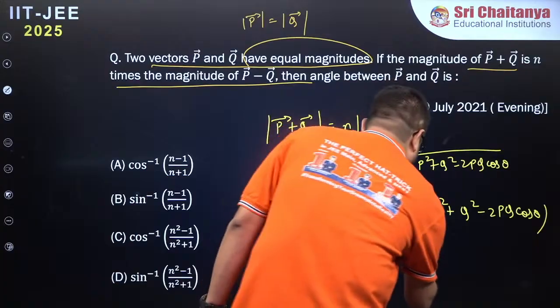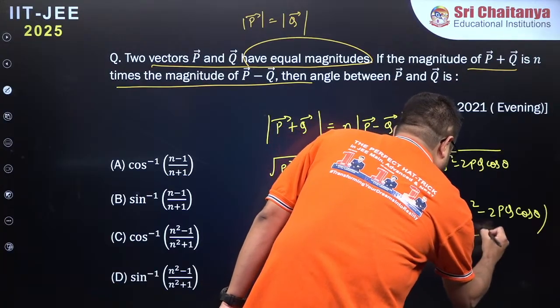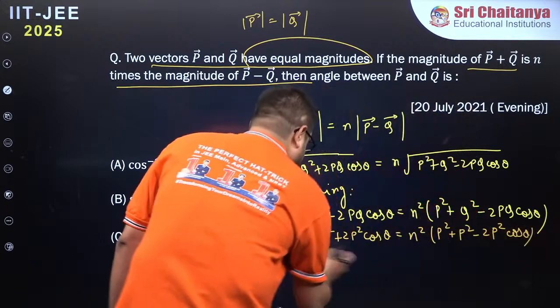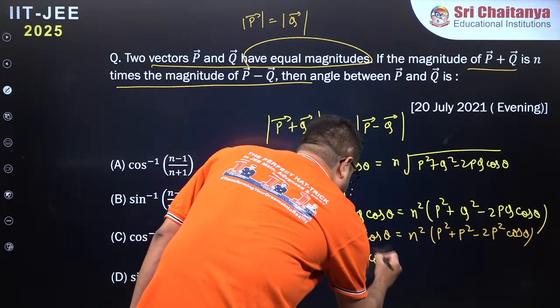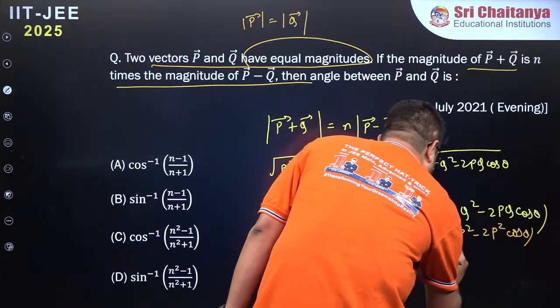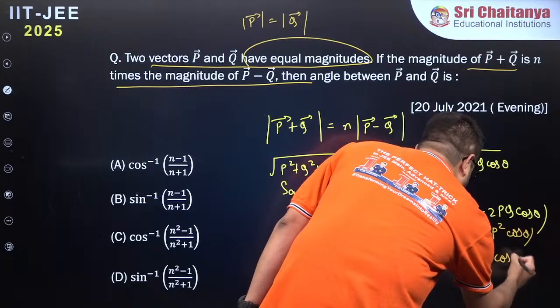And over here I will be having n square times P square plus P square minus 2P square cosine of theta. Yes or no? So now this is going to become 2P square plus 2P square cosine of theta, and over here I will be getting n square times 2P square minus 2P square cosine of theta.